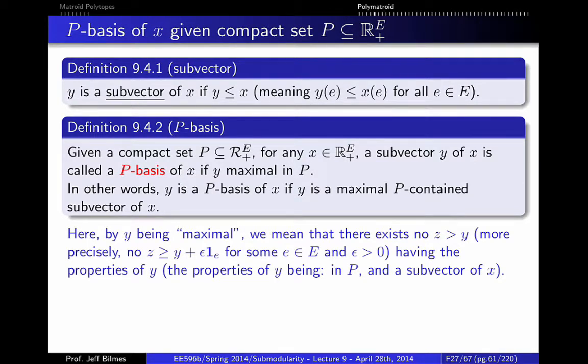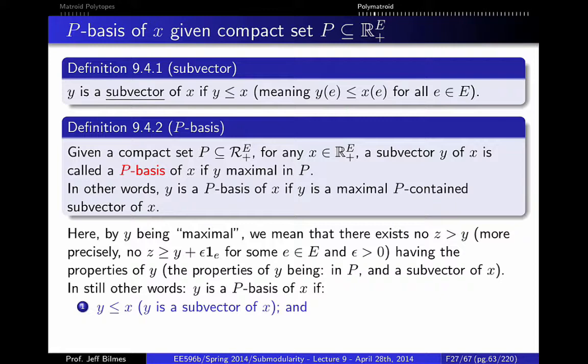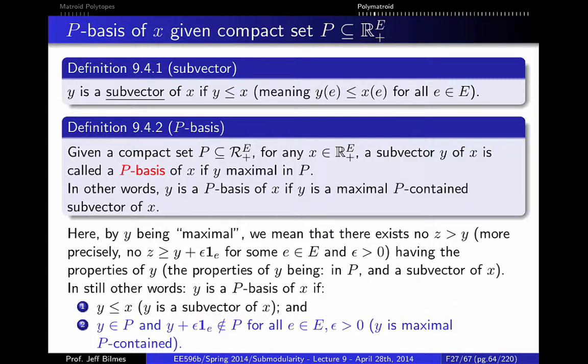So there's a couple of other ways. I'm going to write this in a few different ways. So y being maximal means that there's no z greater than y that's also a subvector, but also within P. So here's another way of saying it. In still other words, y is a P-basis of x if y is a subvector of x, and y is in P, and the critical thing is that anytime you nudge to the right or above or in the positive direction, you're no longer in P.